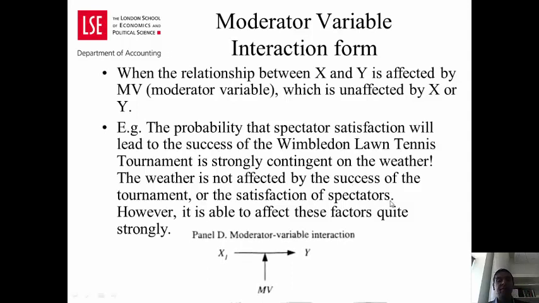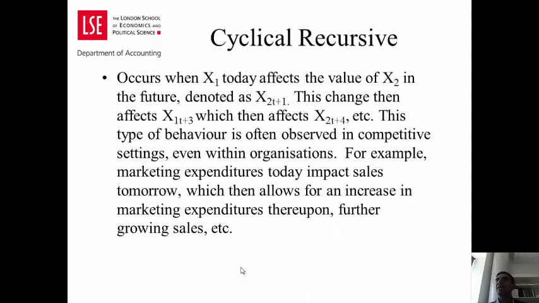And a moderator variable interaction shows as follows. So you can see here a wide range of ways in which variables might interact. Let's go to the fifth relation. The cyclical recursive relation is when x1 today affects the value of x2 tomorrow.